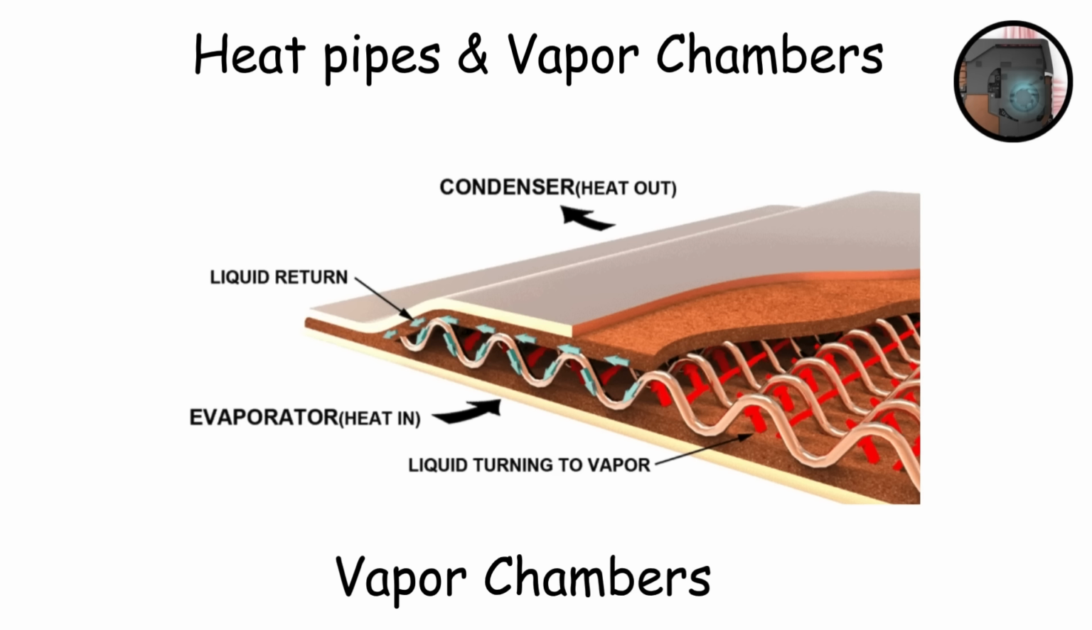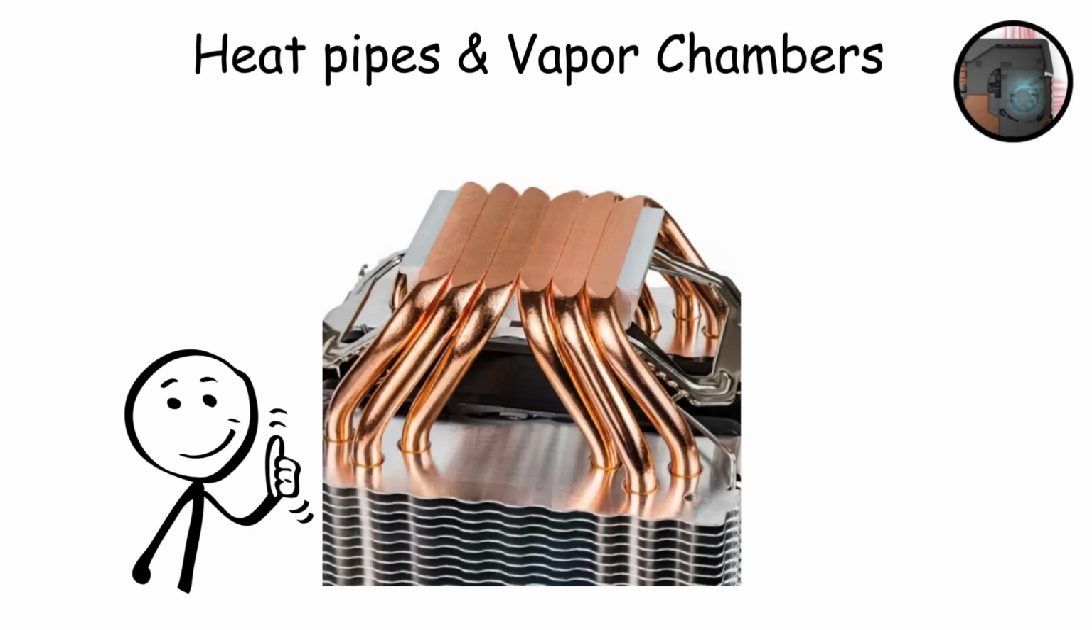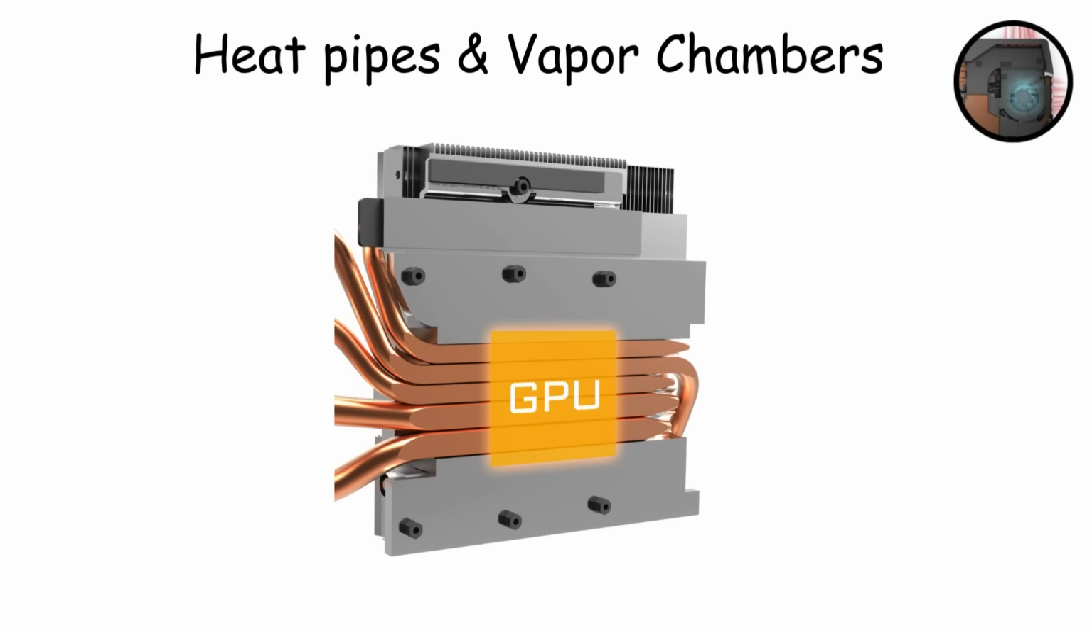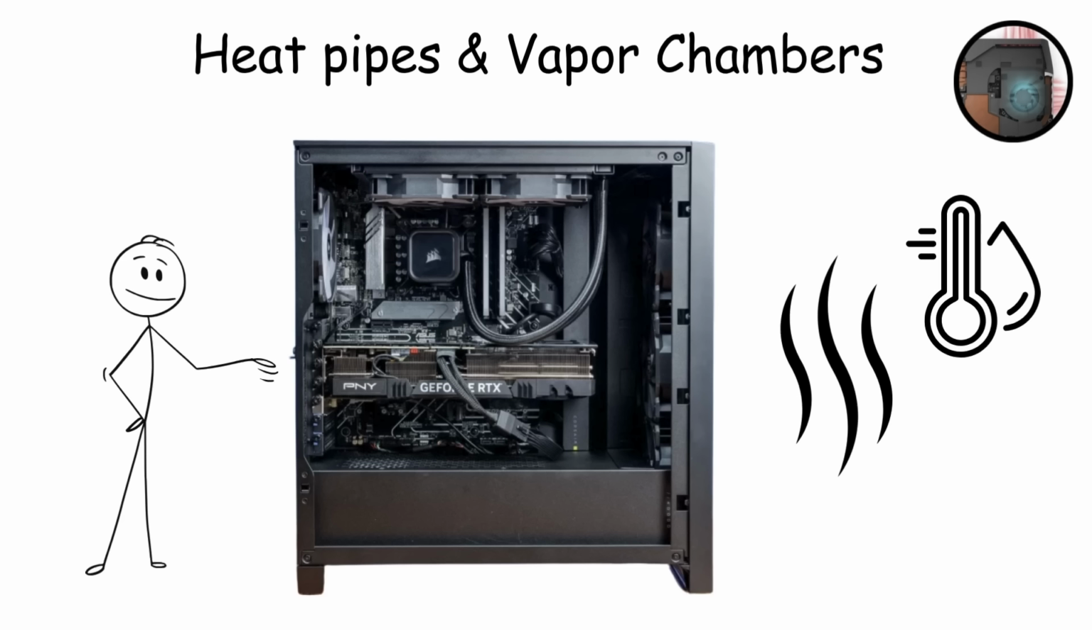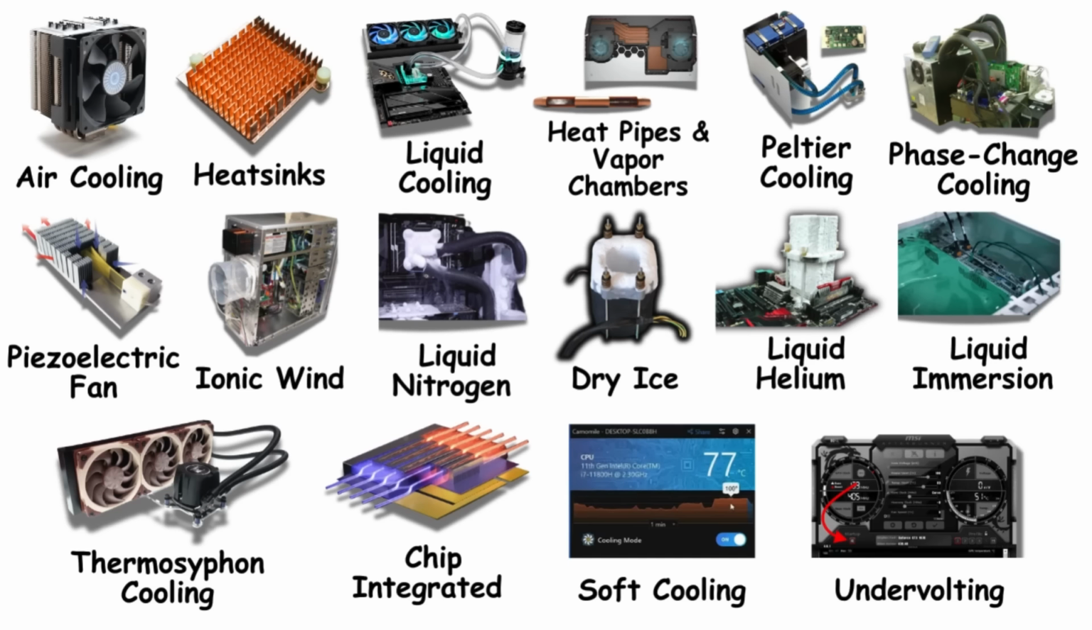Vapor chambers work the same way, but spread heat in two dimensions, like a flat plate. Both are extremely efficient at moving heat from hot spots to larger surface areas like heatsinks or radiators. You'll find them in laptops, GPUs, and compact desktop coolers where space is tight but cooling needs are high. They are silent, maintenance-free, and highly effective, but only when paired with good airflow or fans to finish the job.